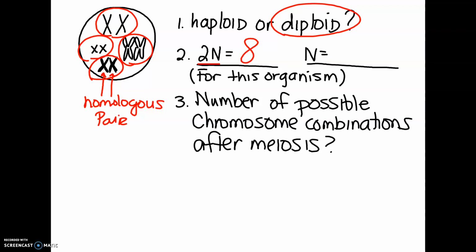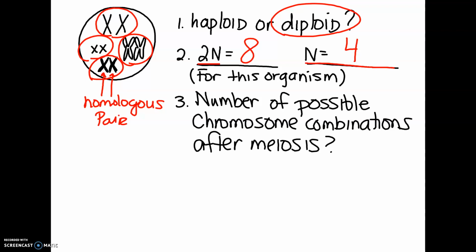And the next question: N means haploid. What is the haploid number for this organism? The haploid number for this organism would be 4. That's how many chromosomes a gamete, a sperm or an egg, would have, and there would only be 1 copy from each of the pairs, okay?